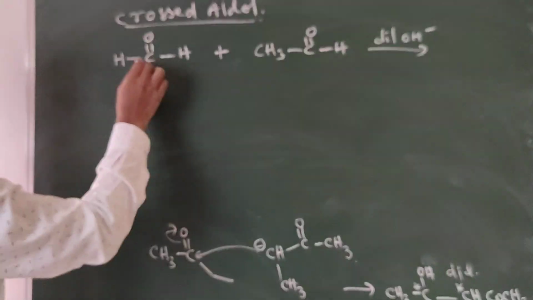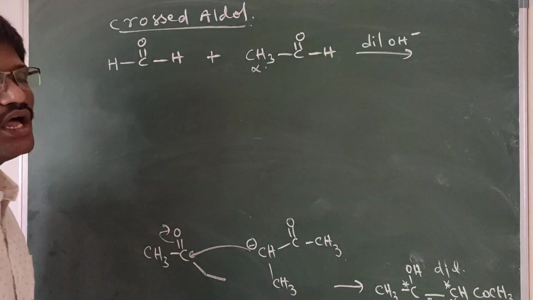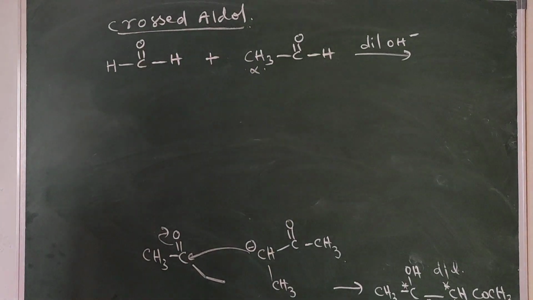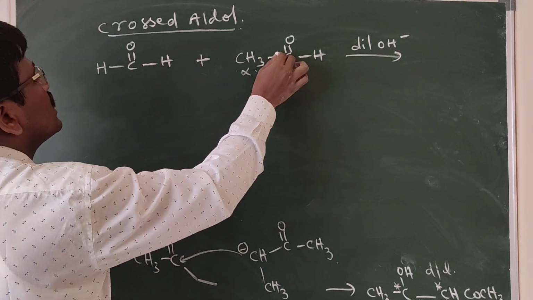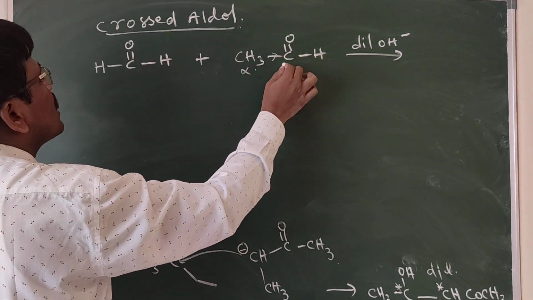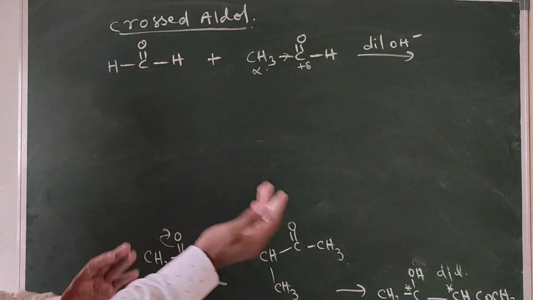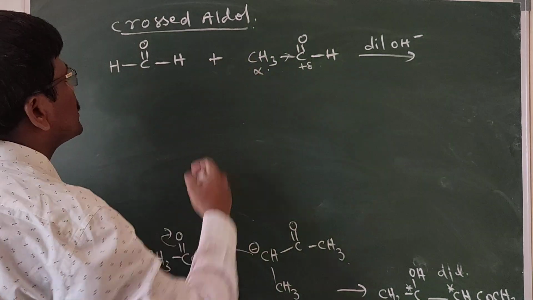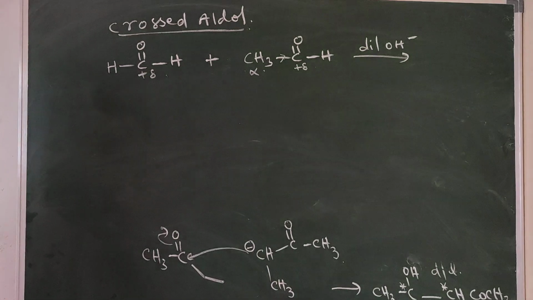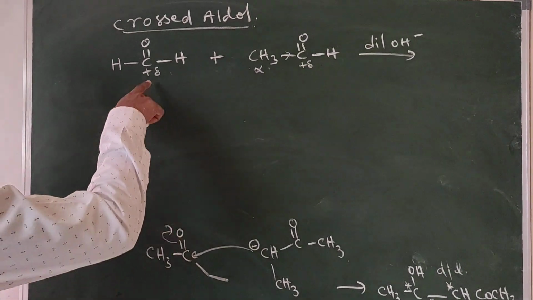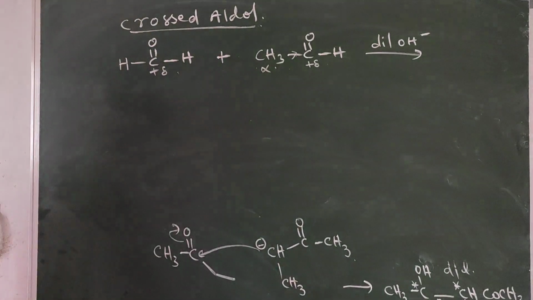In formaldehyde there is no alpha carbon, so there is no alpha hydrogen. In acetaldehyde there is an alpha carbon and alpha hydrogens. In acetaldehyde, due to the plus I group on this carbon, the deficiency on the carbonyl carbon is neutralized to some extent. Here there is no plus I group, so the deficiency on the carbon is not neutralized. So this is more reactive and that is less reactive aldehyde. This is the less reactive aldehyde, and this is the more reactive aldehyde.